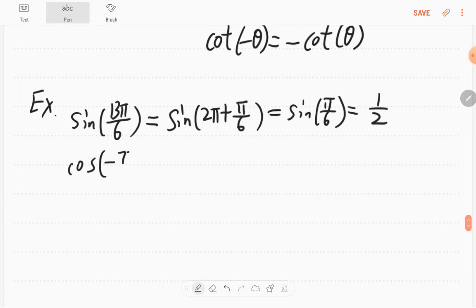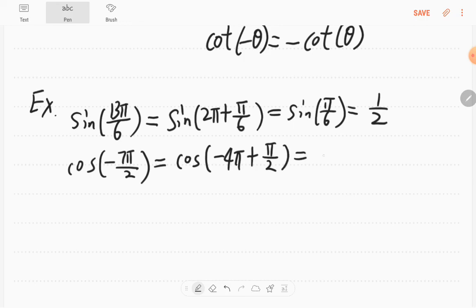Right? Cosine of negative 7 pi over 2. There are many ways to do that. Let's look at one way, which is: the angle can be written as negative 4 pi, so negative 2 times 2 pi, so it's a multiple of 2 pi, plus pi over 2. This is a multiple of the period, so it will not change the cosine value, so it's cosine of pi over 2, and it's equal to 0.